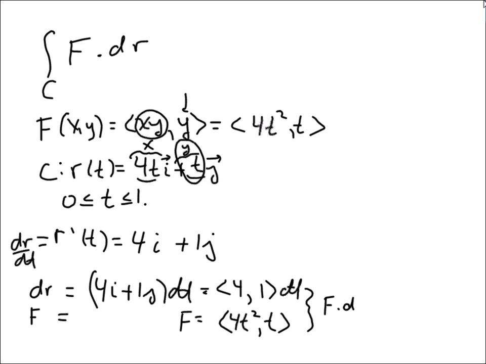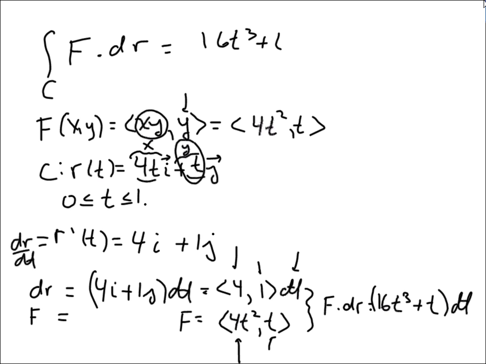So F dot dr, you multiply the x values, or the i values, you get 16t cubed, plus 1 times t is t, times the constant dt. So that's what F dot dr is. It is 16t cubed plus t dt, and t goes between 0 and 1.